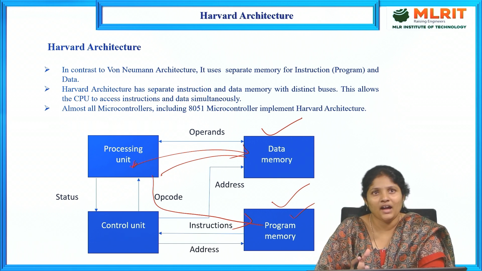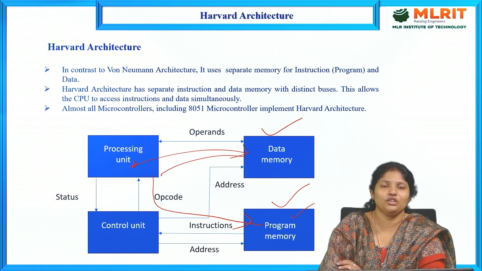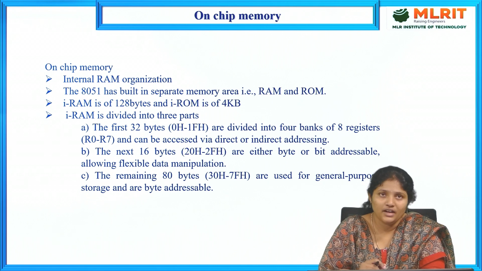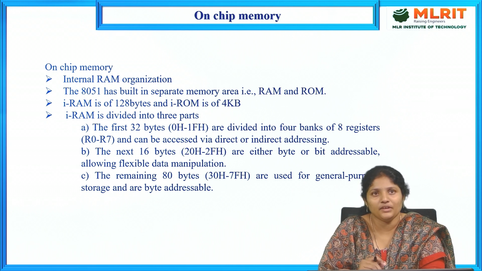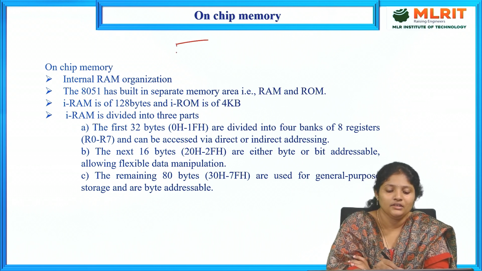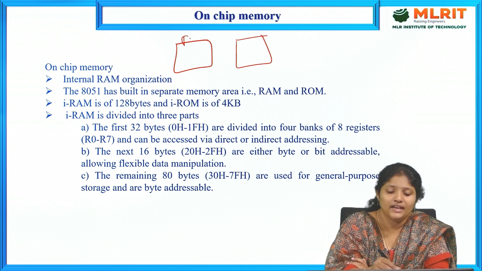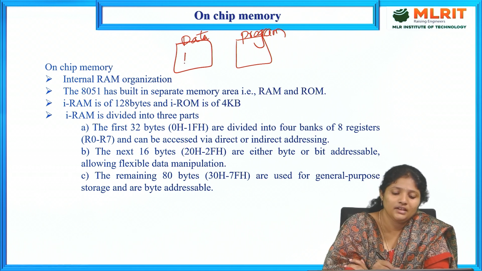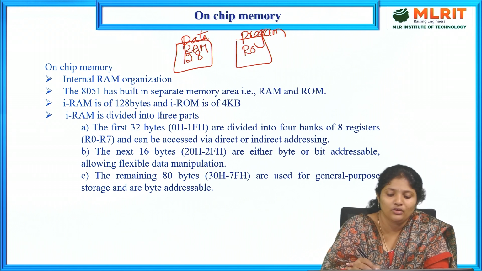This Harvard architecture has been implemented in our 8051 microcontroller. The microcontroller we are using here is the 8051, and the architecture used in it is the Harvard architecture. That's why we have two memories, data memory and program memory, in the 8051 microcontroller. The data memory here is 128 bytes, which is RAM, and the program memory, read-only memory, which is ROM, is 4 kilobytes.